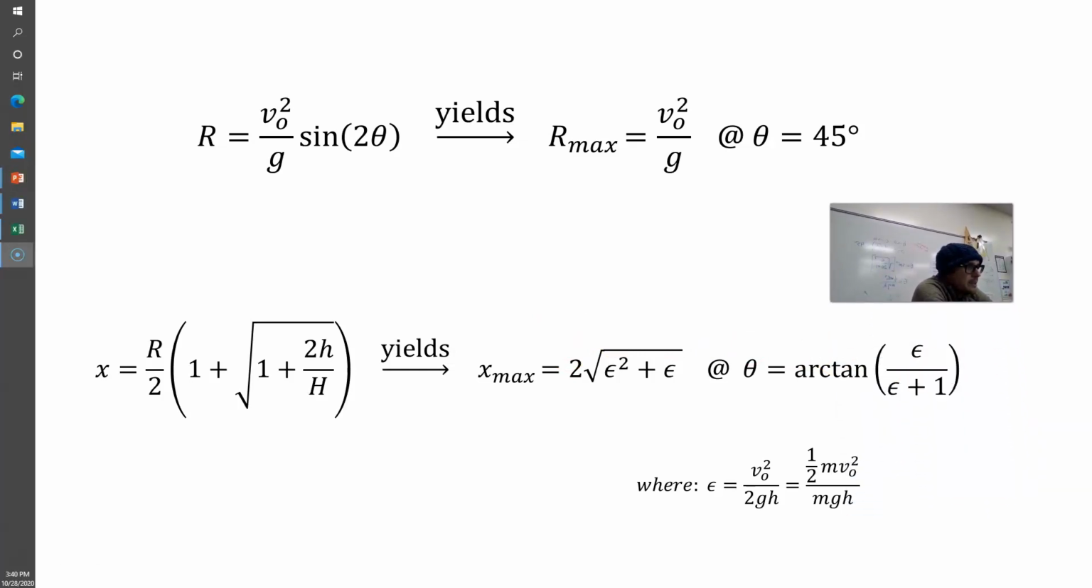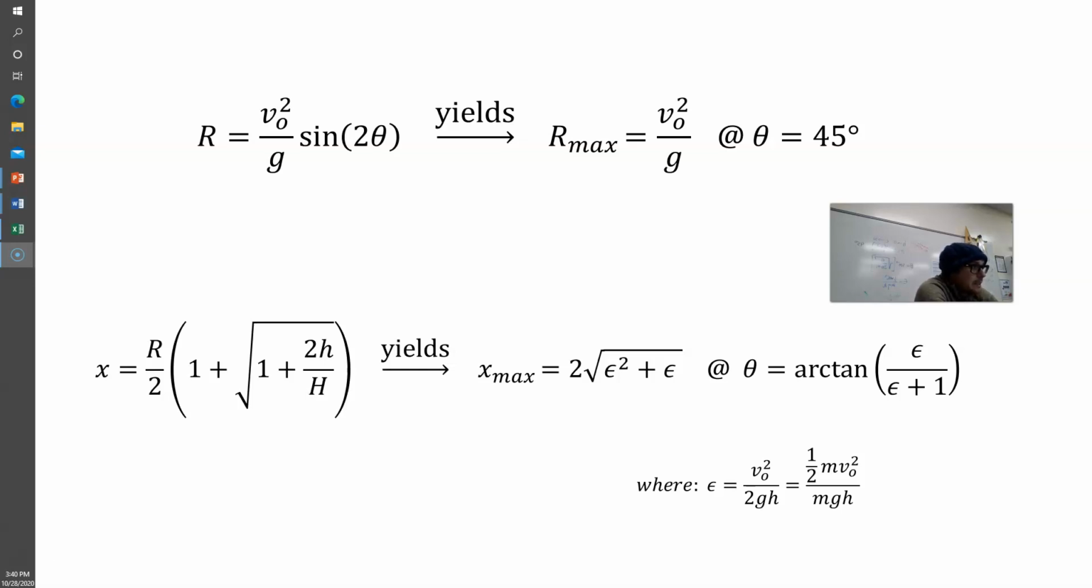For this case, we are going to see that the equation for where the object lands yields an equation for the maximum range that obviously depends on the height, is twice the square root of epsilon squared over epsilon. And epsilon is, interestingly, the ratio of the initial kinetic energy and the initial potential energy.